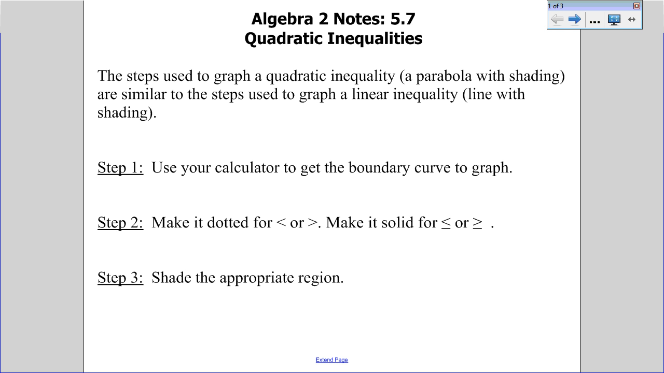So if it would be an open circle, we use dotted. If it's a closed circle, we use our solid line. And then we're going to talk about shading the appropriate region.